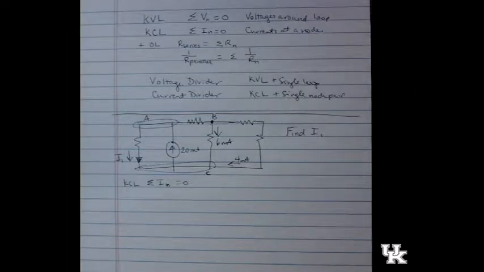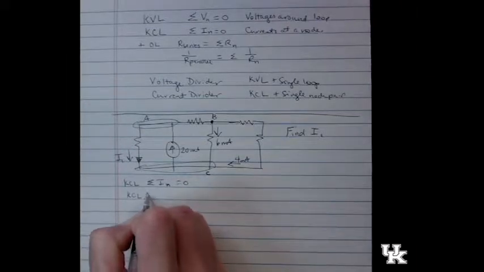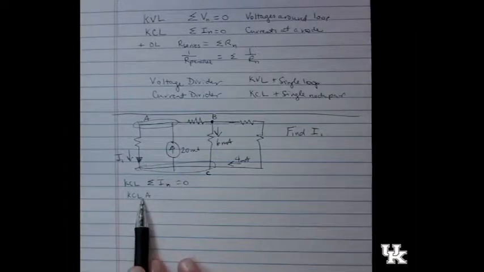And then we can start doing KCL. All right. So we want to sum up currents at a node. Let's say we're going to do KCL at node A. I usually write on the left side, maybe off to the edge in the margin, or just wherever I'm going to start writing the equation. Right, what am I doing, KCL, and where am I doing it at node A?